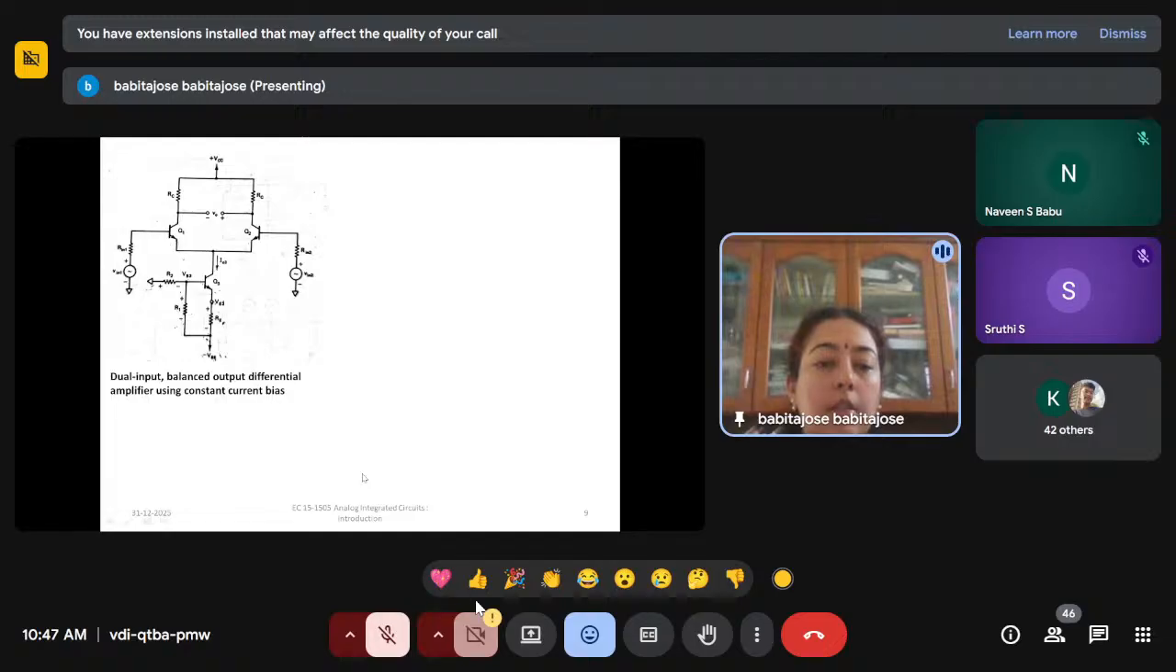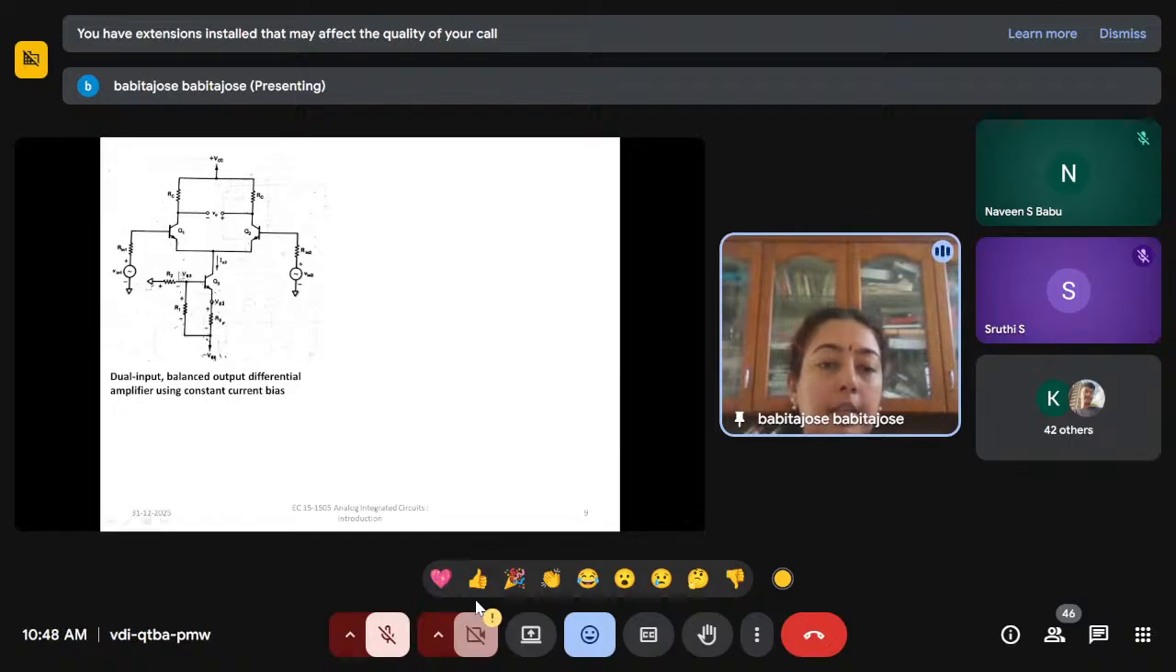Now this is a dual input balanced output, because you can see 2 inputs, Vin1 and Vin2, and then balanced output because it is measured between the 2 collectors of this differential amplifier. So that's why this is called dual input balanced output differential amplifier using constant current bias.